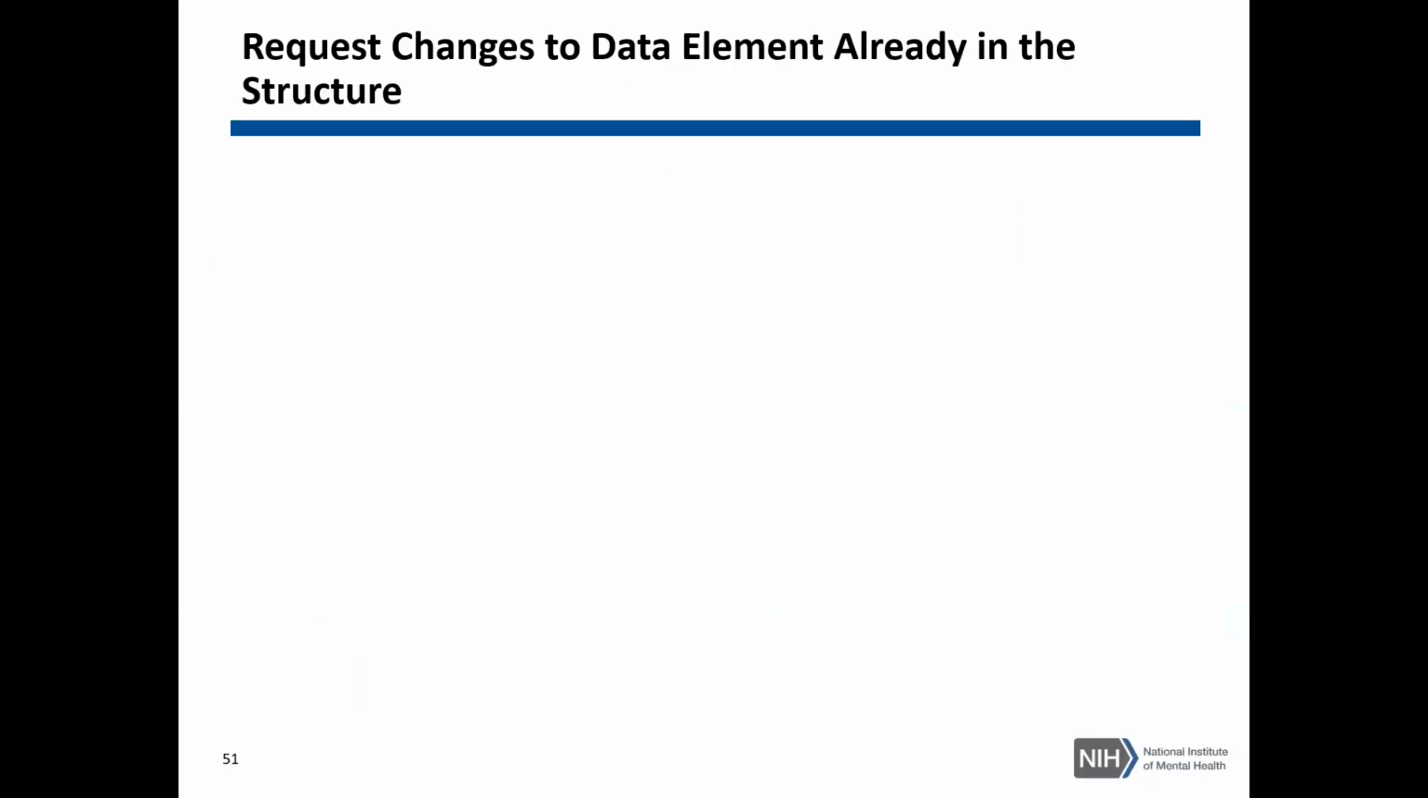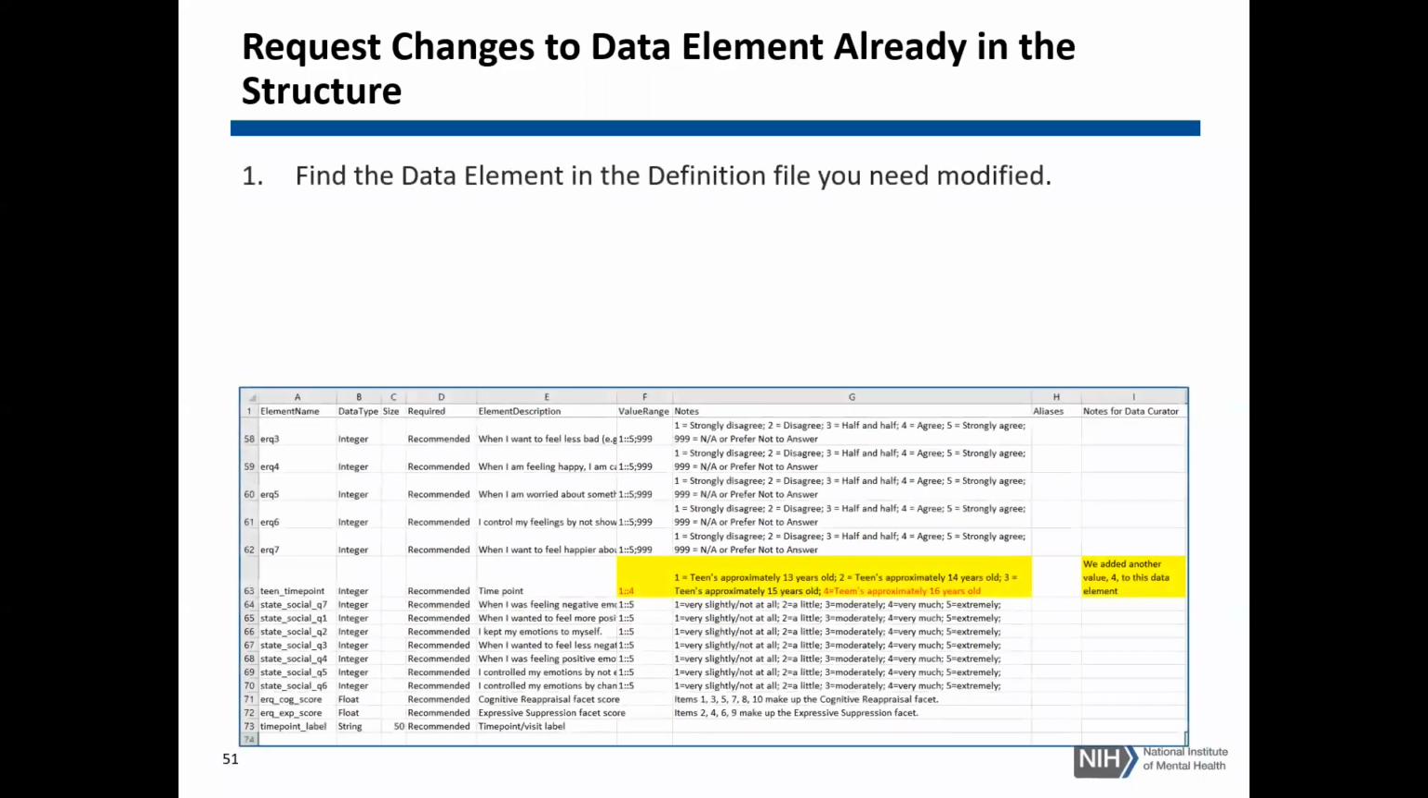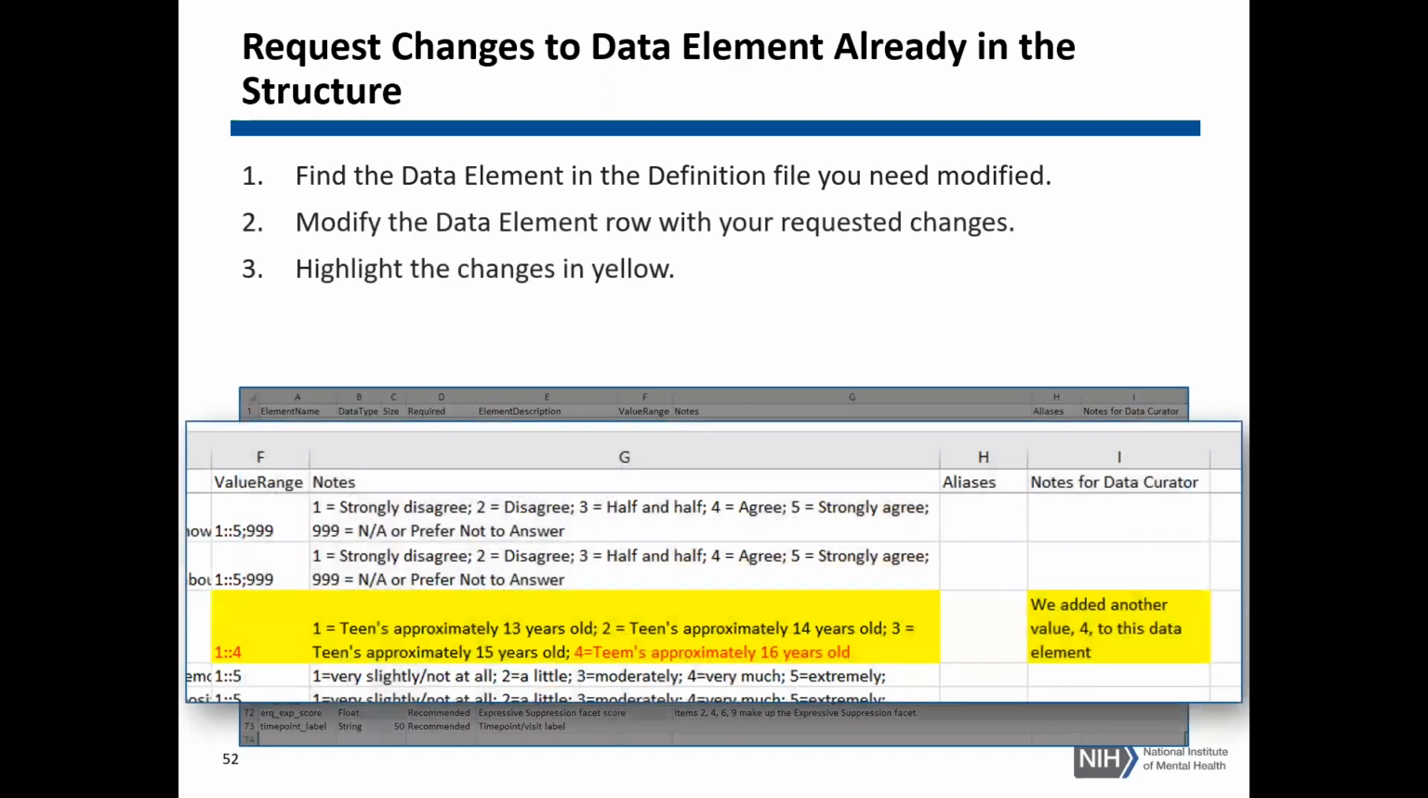So now that we've downloaded our file, we can go ahead and start making edits to request the different types of changes. First, we'll start with requesting changes to a data element that is already in the data structure, such as maybe adding a new value to the value range. So to start, find the data element in the definition file that needs modifications. Then modify the data element row with your requested changes and highlight the cells that were changed in yellow.